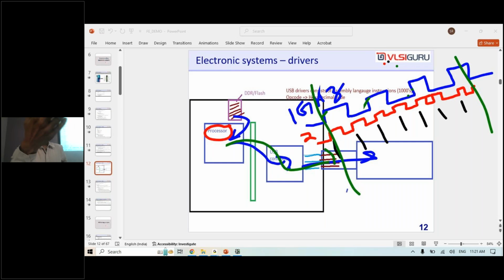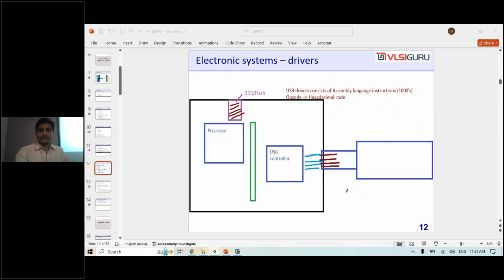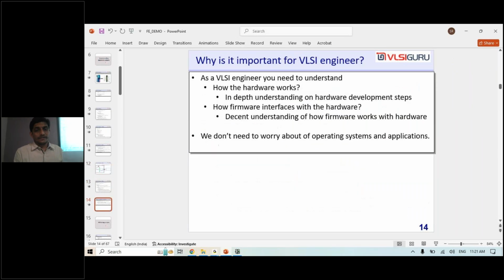And more importantly, it is for the processor. You see, other components are also working actually. USB is working at some frequency, DDR is working at some frequency, but more importantly, we are concerned about processor frequency because the processor is the master of the entire system. Processor is the one which executes everything. Got it, right? Next.